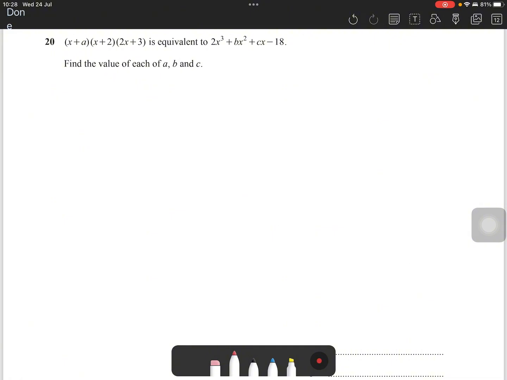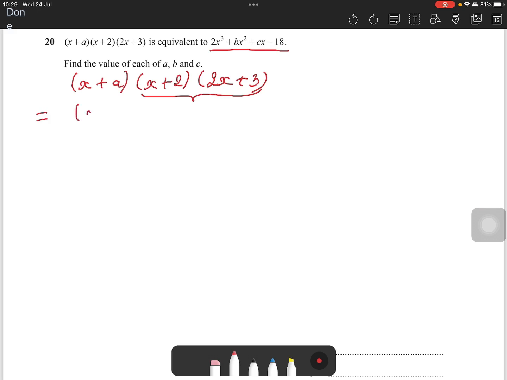Question 20. x plus a multiplied by x plus 2 multiplied by 2x plus 3 is equivalent to this expression. So we find the value. First, I will expand these brackets. x plus a, I will keep it the same. x times 2x is 2x squared, plus 3x. 2 times 2x is 4x. And 2 times 3 is 6.